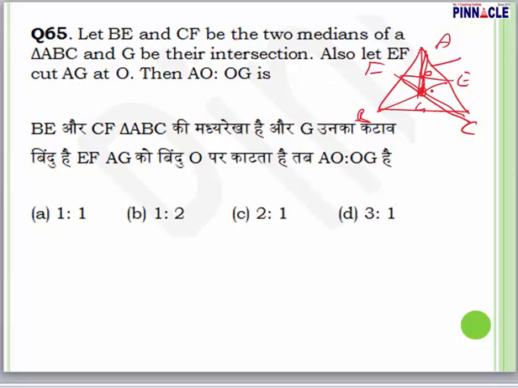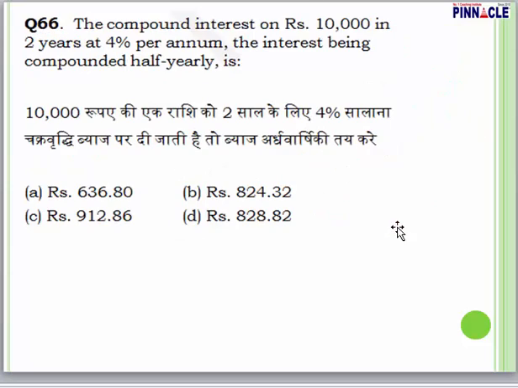Remember always this property, there is no need to derive because this is also a property. 3:1 is the ratio, that is the answer. AO and OG ratio is always 3:1. This is a property, you should remember this.